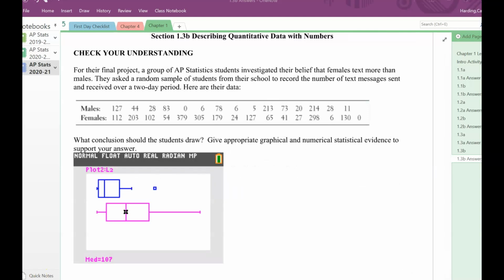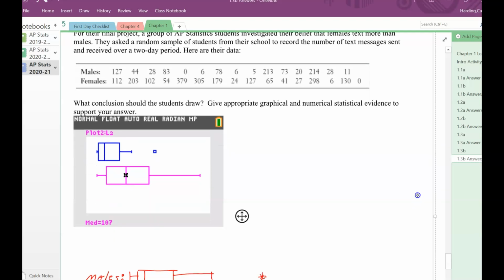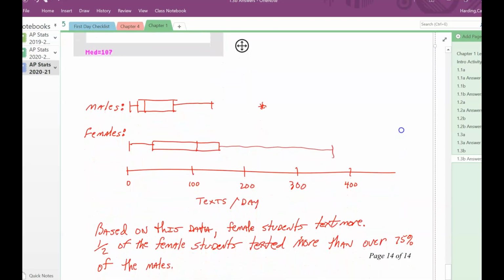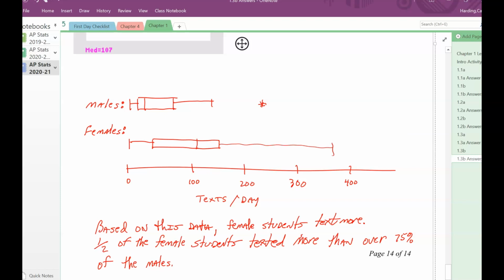Okay, so hopefully you created a box plot of the two data lists to compare, and it becomes pretty clear that the females are likely the ones that are texting more often. And in looking at the modified box plot, half of the females texted more than 75% of the males. So if you look at this from the median on, half of the females here texted more frequently than the bottom 75% of the males. So we're going to use that as our reasoning for saying that the females text more.